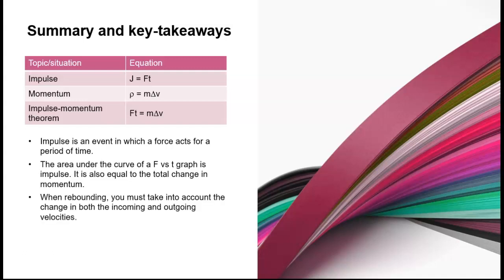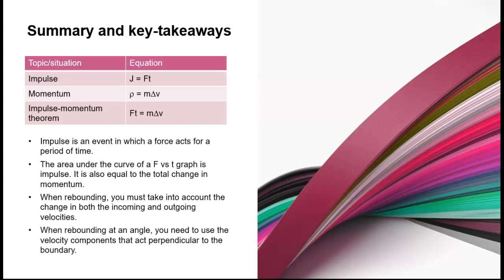And when rebounding, you must take into account the change in both the incoming and outgoing velocities. And when rebounding at an angle, you need to use the velocity components that act perpendicular to the boundary. So I hope this was helpful, and you should now be well prepared to work on your first couple of homework assignments.